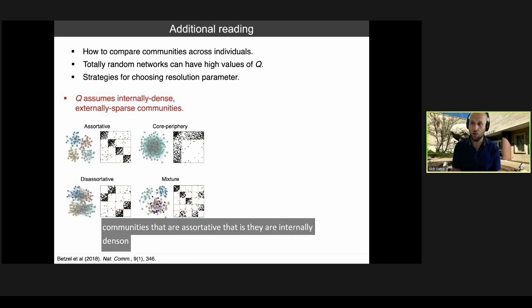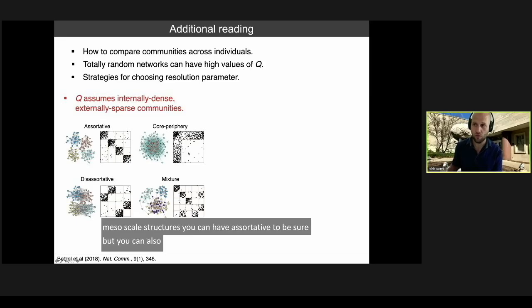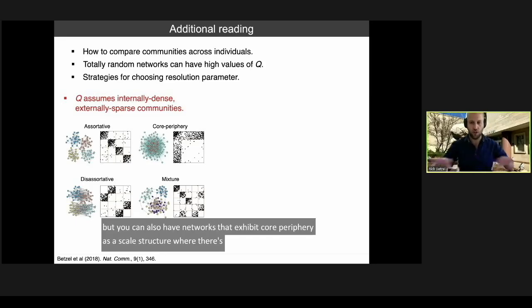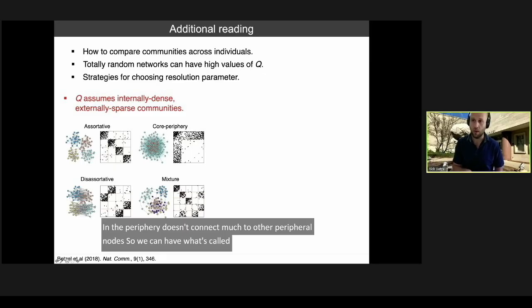This is a special case of mesoscale structure. And in reality, we can have very different classes of mesoscale structure. So you can have assortative, to be sure, but you can also have networks that exhibit core periphery mesoscale structure, where there's a strongly connected core that projects weakly to a periphery, and the periphery doesn't connect much to other peripheral nodes. We can have what's called a disassortative network, where rather than connections being concentrated within communities, they tend to fall between. Or we can even have mixtures of these three.